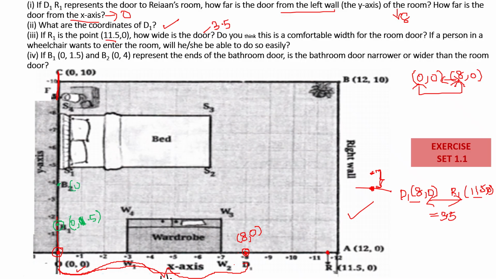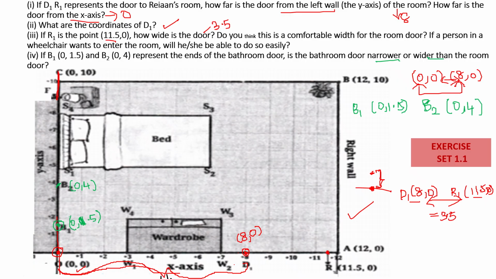Yeah, 0 comma 4. So if B1 B2 represents the ends of the bathroom door, it's actually the bathroom door. Over here the hinge is there, B1, this is the end of the bathroom door. That is what they are mentioning. Is the bathroom door narrower or wider than the room door? So now I need to find the width of the bathroom door. First we will write B1, what is the point? 0 comma 1.5, and B2 0 comma 4.